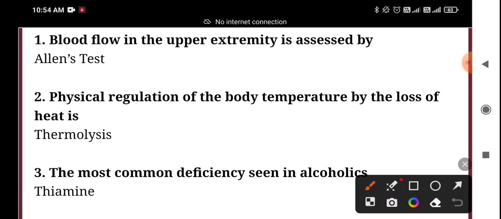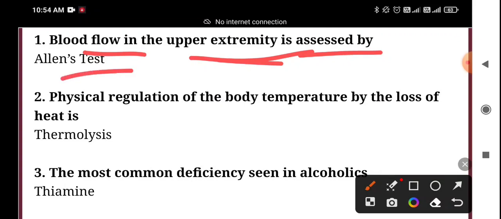So the first question is, blood flow in the upper extremity is assessed by which of the following tests? The correct answer is Allen's test, which is done to test the blood flow in the upper extremities. So Allen's test.